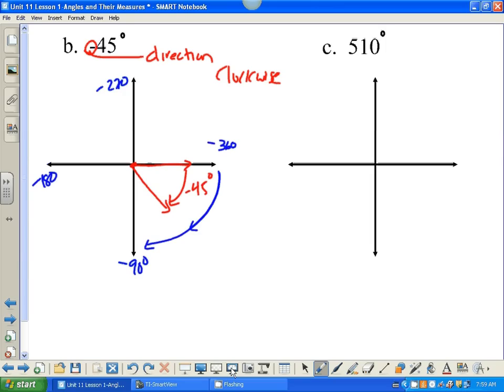Let's look at C, 510. Here's the issue with 510. I'm still going to start at the origin. I'm still going to draw my initial side. But if I go one complete revolution, that's 360 degrees. I still haven't gotten to 510.